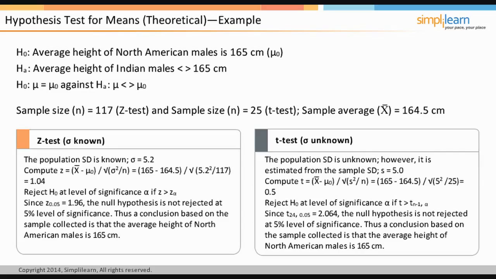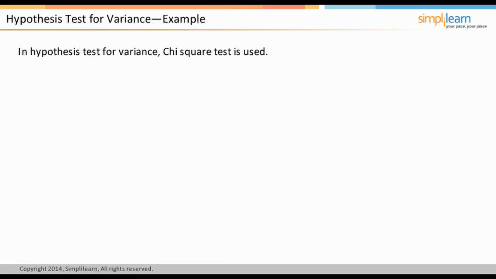Null and alternative hypotheses are same for both z-test and t-test. In both the examples, the null hypothesis is not rejected. In the next screen, we will understand the hypothesis test for variance with an example. In hypothesis test for variance, chi-square test is used. In the case of a chi-square test, the null and alternate hypotheses are defined, and the values of chi-square critical and chi-square are calculated. To understand this concept with an example, click the button given on the screen.